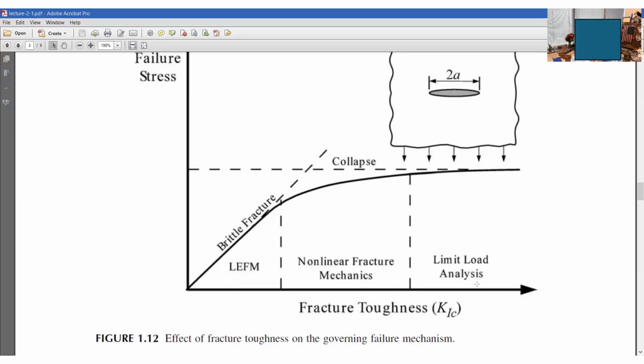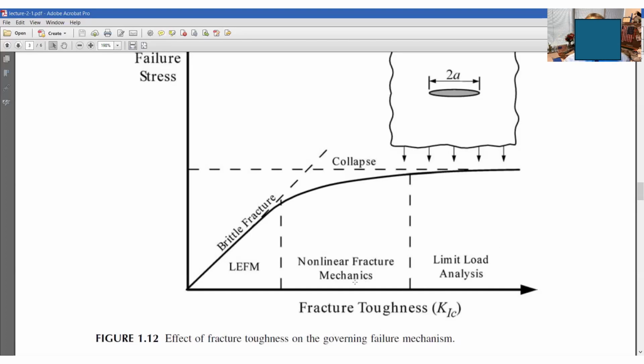Limit load analysis means that we want all the material points within this domain to undergo plastic deformation flow. We want to see the flow, right? So this is another extreme. You understand, guys? Because KIC is extremely high and you cannot crack it, if you keep increasing the load, the whole problem domain is going to flow, plastic flow, right? So this is another extreme.